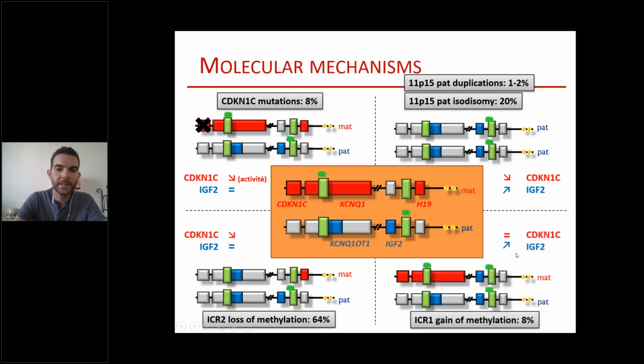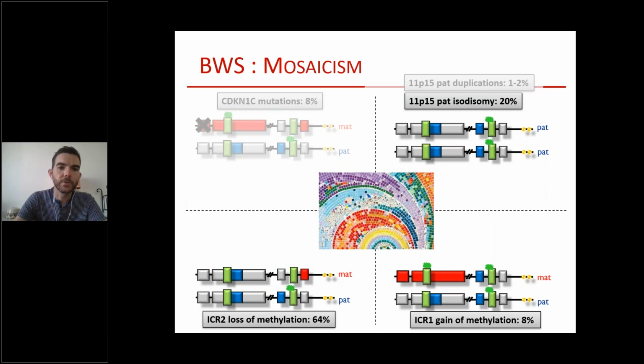And finally, the last mechanism is represented by ICR1 gain of methylation. So in this case, you can gain methylation here on ICR1 on the maternal allele, and in this case, you will gain expression of IGF-2 from the maternal allele, which will lead to the overgrowth phenotype. What is important to understand is that for most of the molecular defects, with the exclusion of CDKN1C mutations and the rare paternal duplications of the region, the molecular defect will occur in a mosaic state.